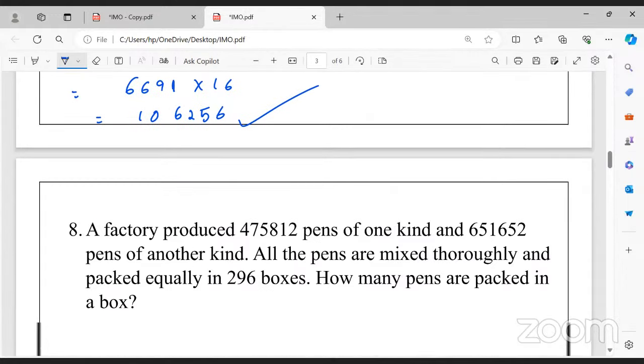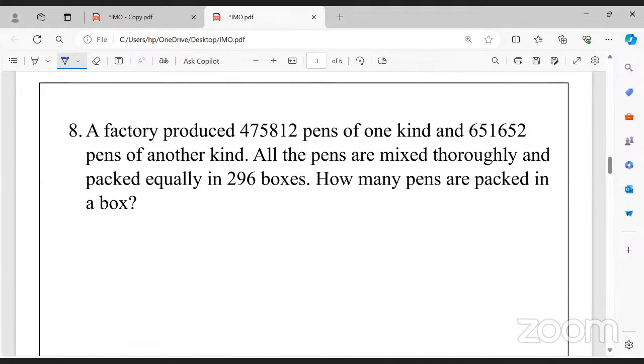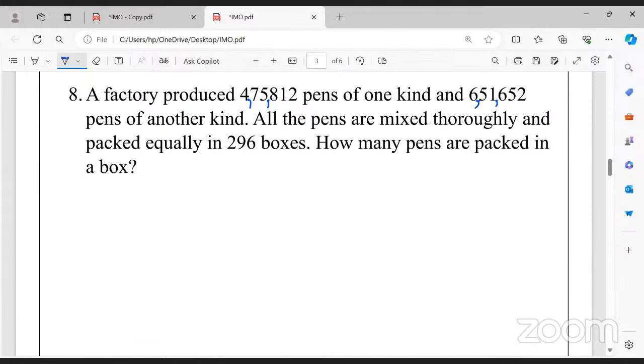Fine? Good. Next question. A factory produced, again, the first rule is we are supposed to put commas. Yes, a factory produced 4,75,812 pens of one kind and 6,51,652 pens of another kind. All the pens are mixed thoroughly and packed equally in 296 boxes. How many pens are packed in each box?